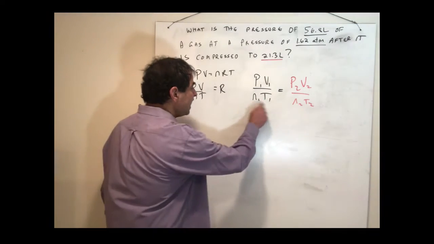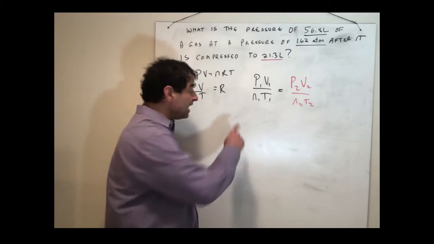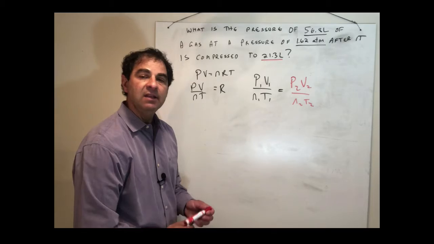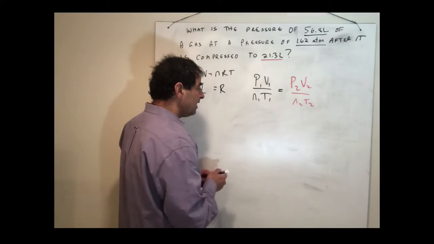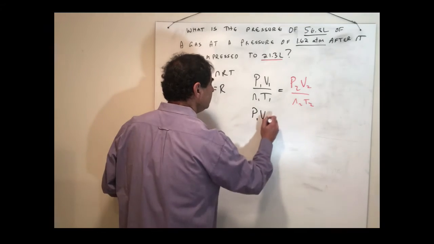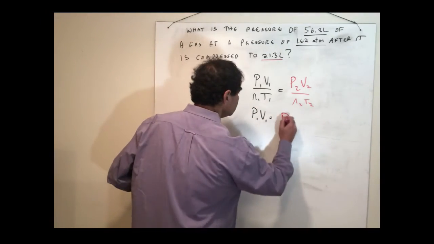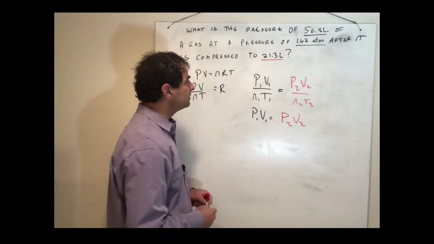We don't know n and T in this problem. Well, that means that n and T are not changing. So we can go ahead and use this equation in a slightly different form. If they're not changing, they drop out. So we have P1V1 equals P2V2.